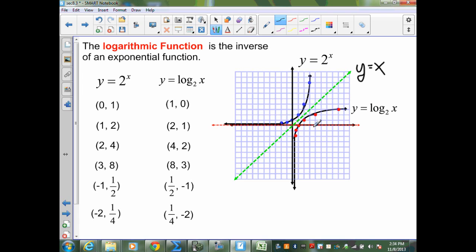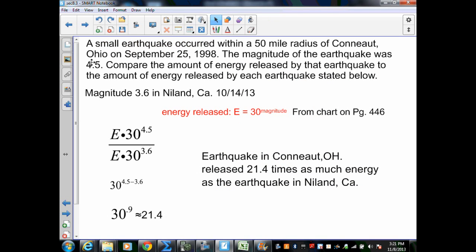I also have the ordered pairs for each function shown on the screen. And notice the x and the y becomes the y and the x. In other words, the ordered pairs are flipped, which makes the reflection of the exponential function over my identity function. We'll graph logarithmic functions later on in this video. Let's look at an example first.